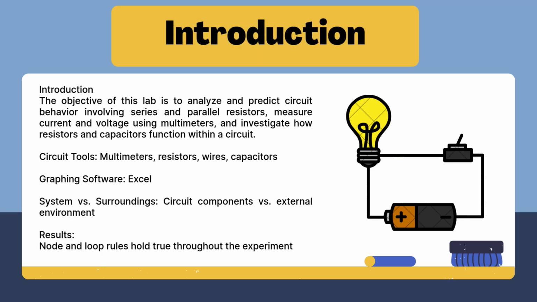So the objective of this lab is to analyze and predict circuit behavior involving series and parallel resistors, measure current and voltage using multimeters, and investigate how resistors and capacitors function within a circuit. So the tools that we used were multimeters, resistors, wires, and capacitors. And the graphing software that I used was Excel. And the system versus surroundings were the components inside of the circuit versus the external environment. And the results were that the node and loop rules hold true throughout the experiment.